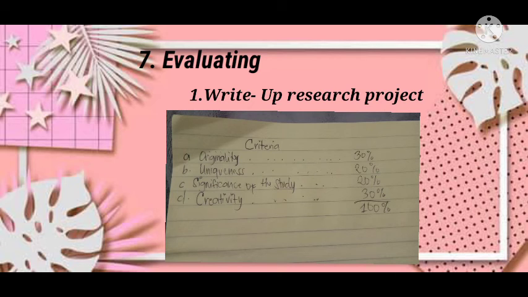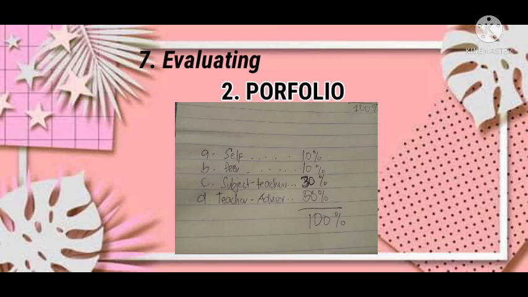The write-up of the research project, following the foregoing format, must be evaluated by the teacher. The criteria are as follows: originality 30%, uniqueness 20%, significance of the study 20%, and creativity 30%, a total of 100%. The portfolio is evaluated by self, peer, subject teachers, and teacher advisor.